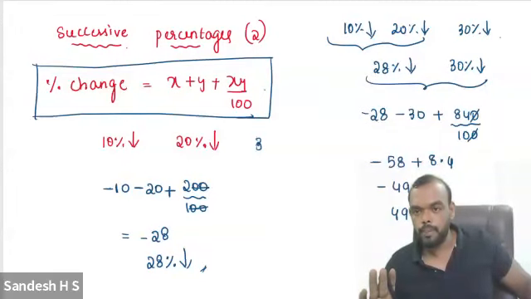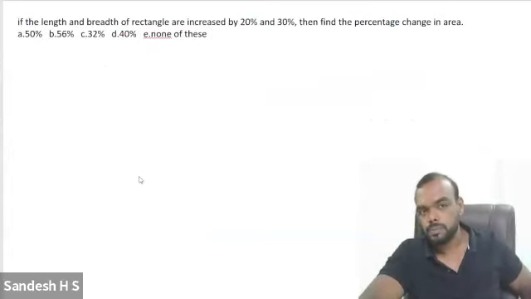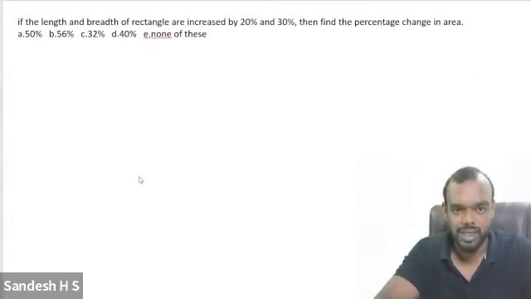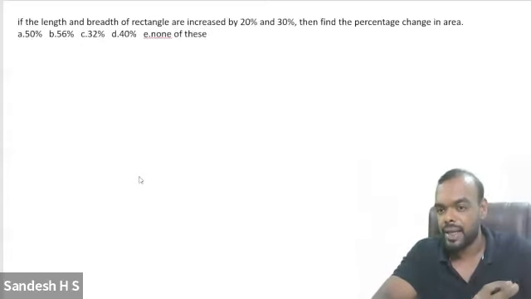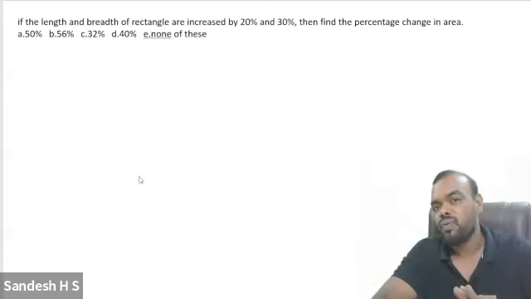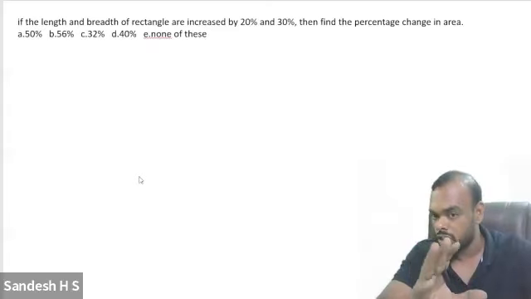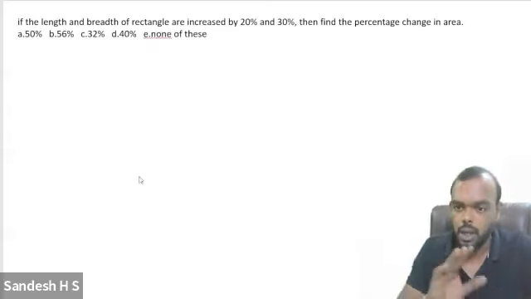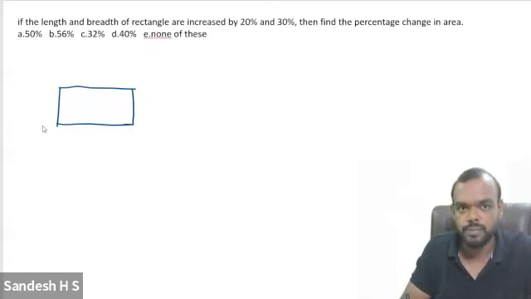Okay. Wonderful. Next question. Look at this question. What does it say? If the length and breadth of a rectangle are increased by 20% and 30%, find the percentage change in area. Let me explain you the concept behind this question. Okay. In regular simple method, this is my original rectangle. Let us assume some values.